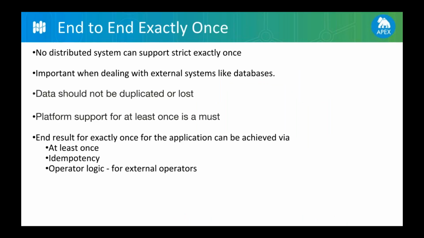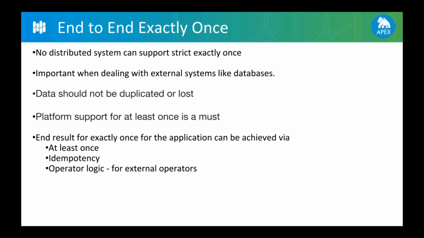Let's move to end-to-end exactly once. Truly speaking, there is no distributed system which can say that it supports strictly exactly once. That is why even Apex says that we support exactly once from end to end. Your entire application as a single unit can support end-to-end exactly once, while each single operator could process the data at least once.